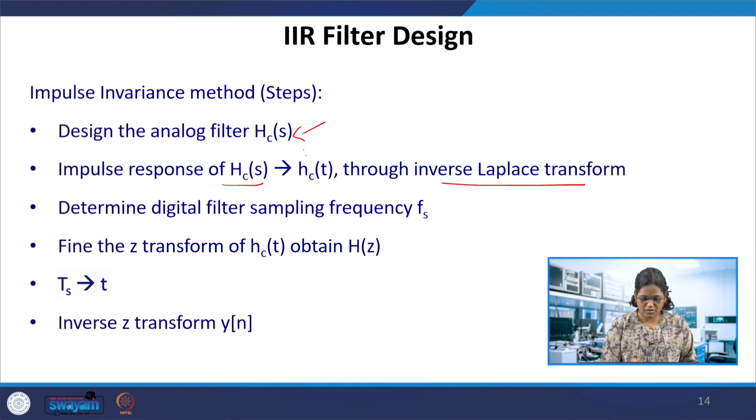So the inverse Laplace transform of the transfer function we have got for the analog filter for the given specification is hc(t). Once you have the transfer function of the analog filter with the Laplace variable, get the impulse response of it, that is hc(t). Then determine the digital filter sampling frequency Fs. So from this hc(t), what should be the Ts used to sample this response.